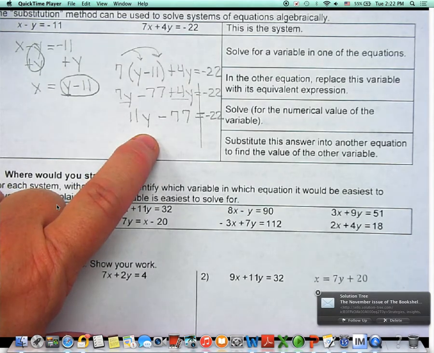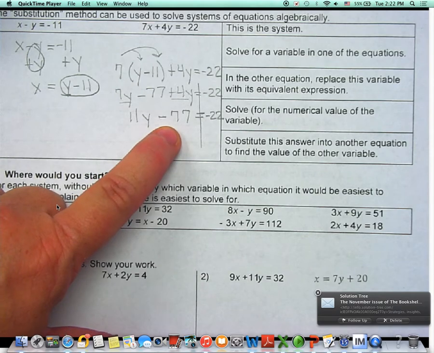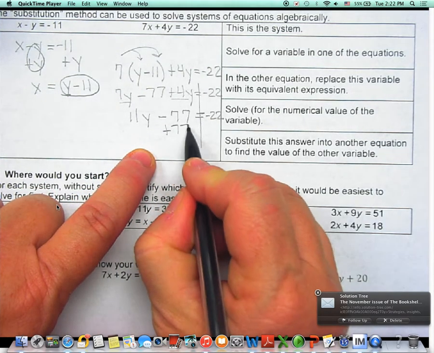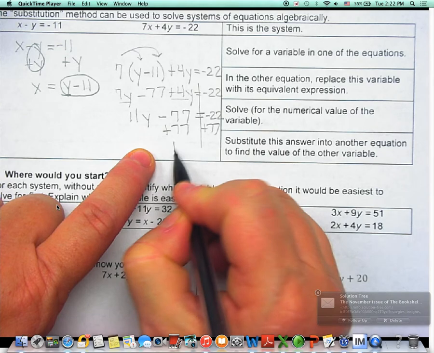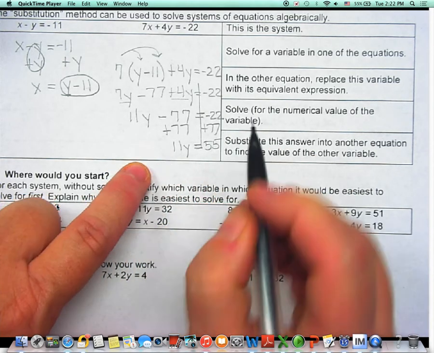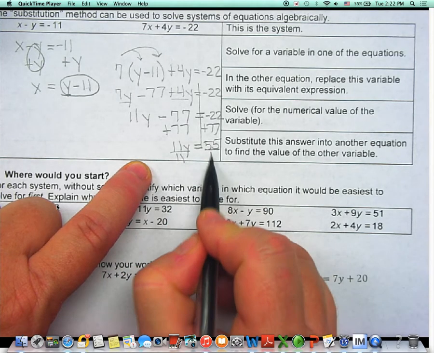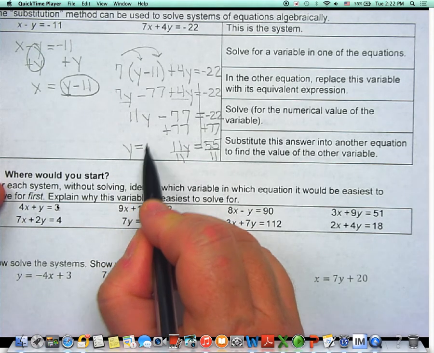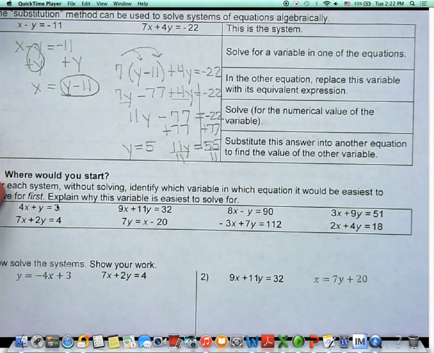Okay, we added the 7y and the 4y. Now we're going to get rid of the minus 77. Add 77, that's right. 11y equals 55. And then what? Divide by 11. So y equals 5. 55 divided by 11 is 5.